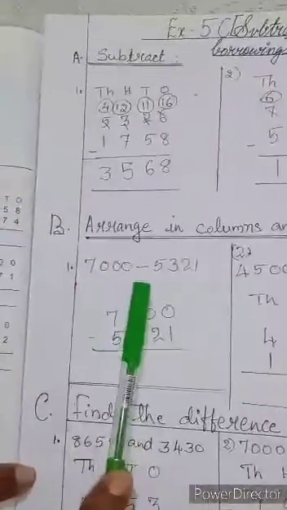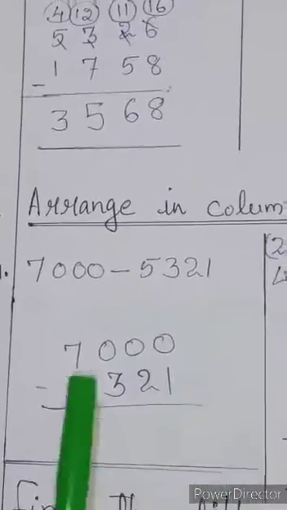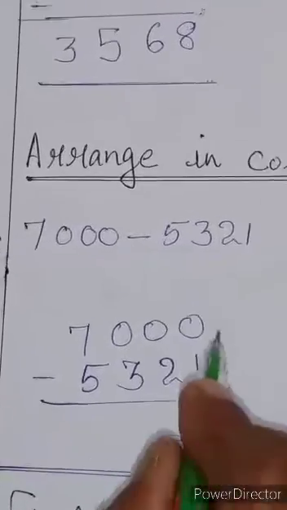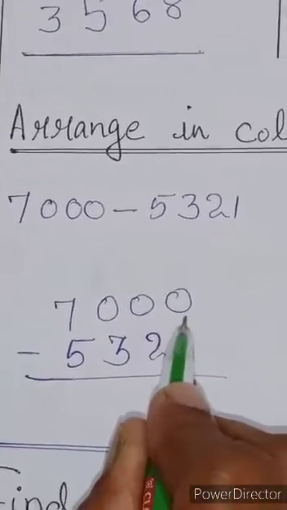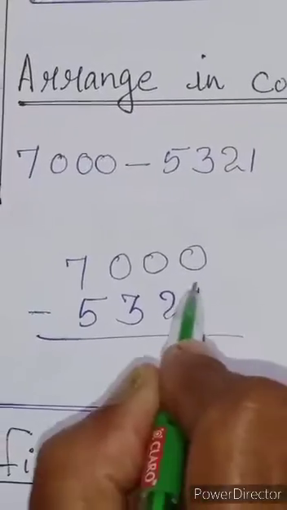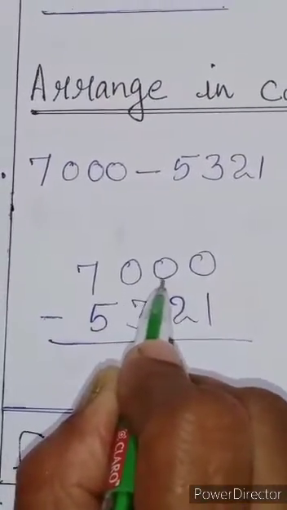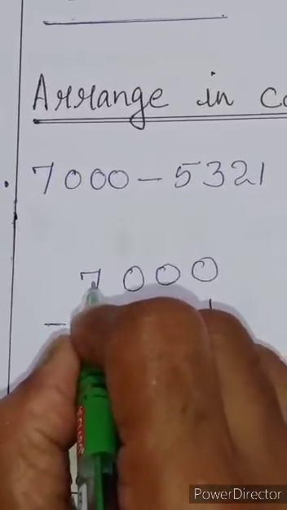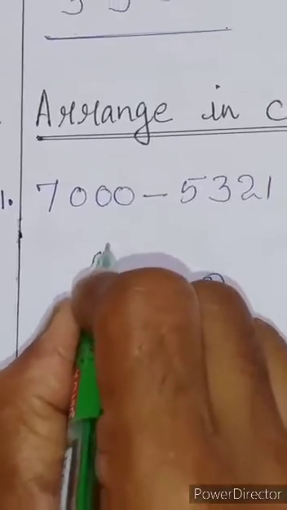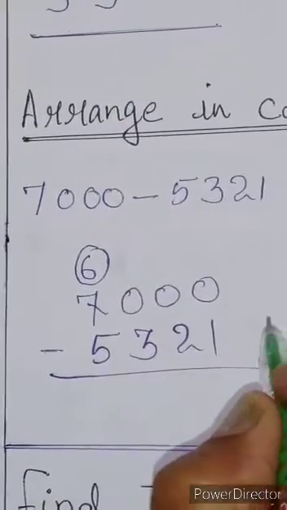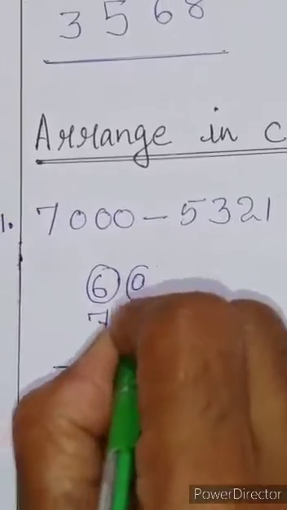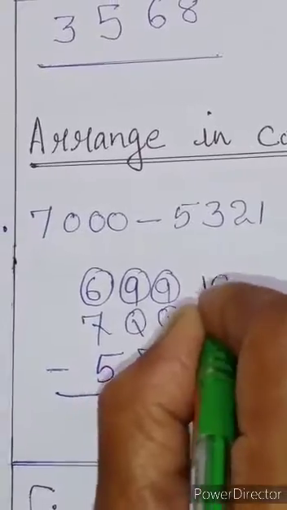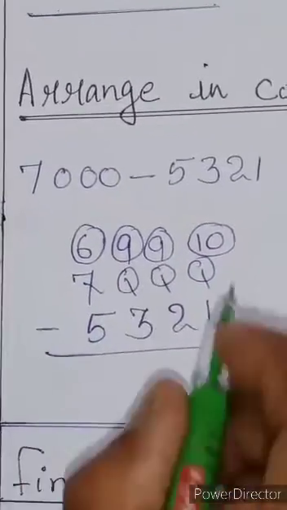Bit B, arrange in columns and subtract. First question, 7000 minus 5321. You arrange like this and put minus sign here. Now you subtract. You will start from ones column. Here it is 0. 0 is smaller than 1. You cannot subtract. You have to borrow from here, in tens place also 0. Hundreds place also you can see 0. So you borrow from thousands place. So this becomes 6. Now you know it how to do. What you will write above this, you will write here 9, and here also you will write 9, and here you will write 10. You know how you got 9 here.